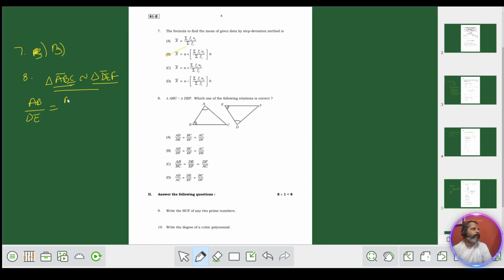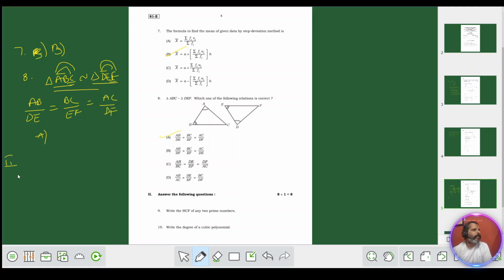Then I'll write BC by next two is EF. In the same order you have to write. If I write CA, you should write FD. If I write AC, you should write DF. So I'll write AC by DF. Check which of the options is matching. AB by DE, BC by EF, AC by DF. Yes, the first one is matching. So the answer is A here. This 8 is completed.